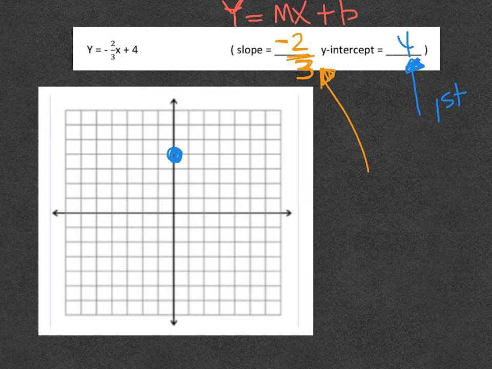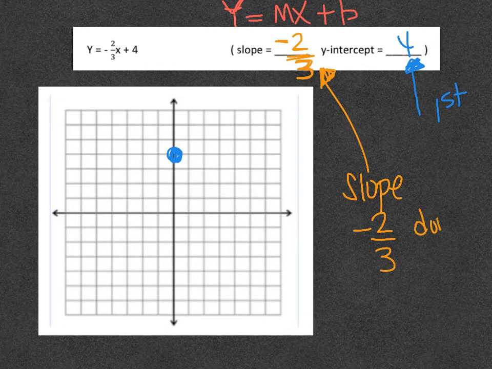Then I need to come over and look at my slope. Second thing I need to do is, this one says negative 2/3. Since it's negative, I'm going to go down this time and then always go to the right 3. Whatever your bottom number is, you always go to the right. Again, starting from your y-intercept, do what the slope says. Here's my y-intercept. It says go down 2. 1, 2. To the right 3. 1, 2, 3. This is the spot where I need to put my next dot, and then I'll connect them.